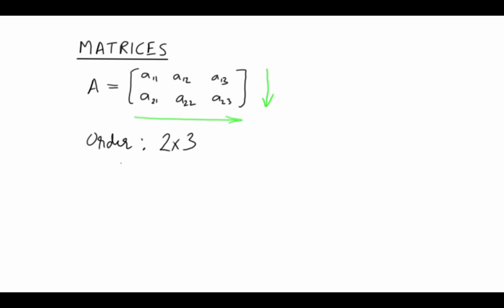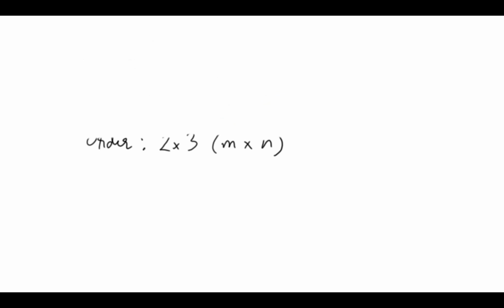As you can see, the matrix A has elements A11, A12, A13, A21, A22, A23, and it's the rows and columns, order 2 by 3.